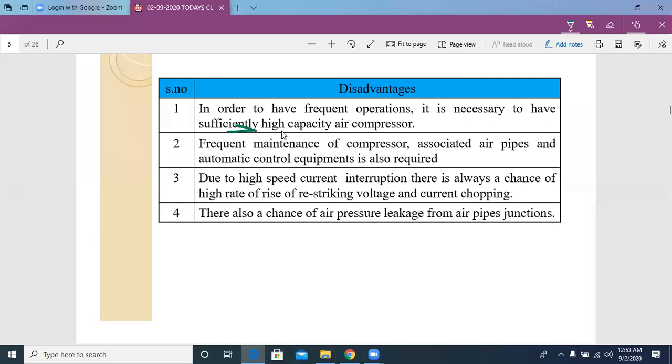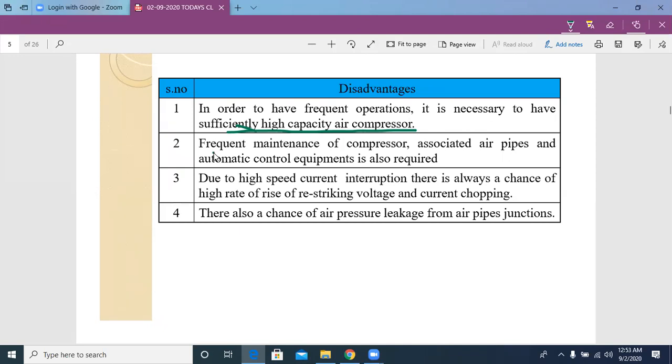Here in the air blast circuit breaker, we need to maintain a reservoir. In that reservoir, we place air at some pressure. So we need to continuously monitor whether the air pressure is up to limit or not. Otherwise, we need to keep that pressure up by using some accessories.